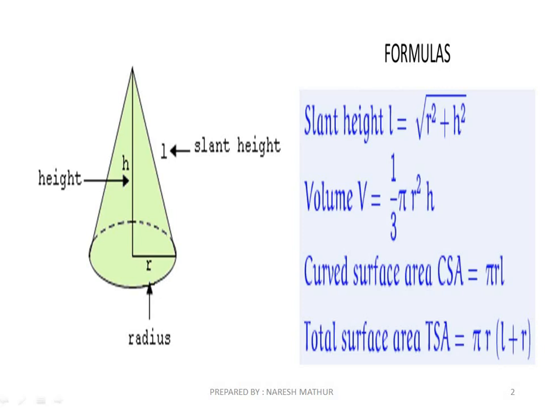As we can see in this diagram, we have one more new variable, that is L. L is called the slant height. Height is the perpendicular height and this angle is always a right angle. That's why it is always called a right circular cone. So it is making a right triangle. If we are given any two values among L, H and R, we can find the third one using Pythagoras theorem.